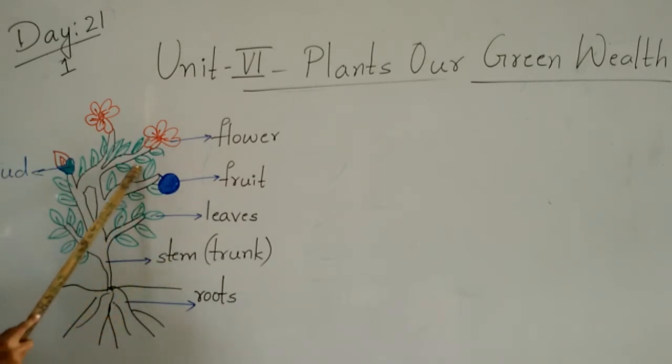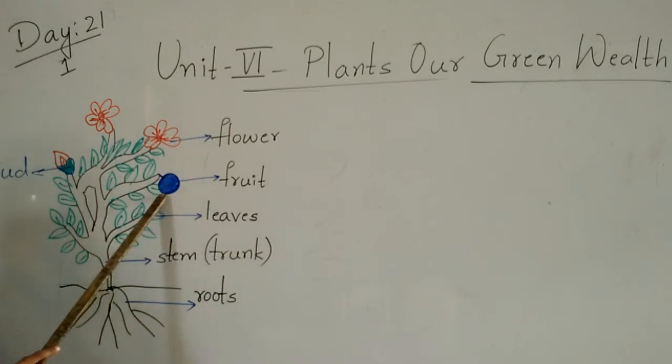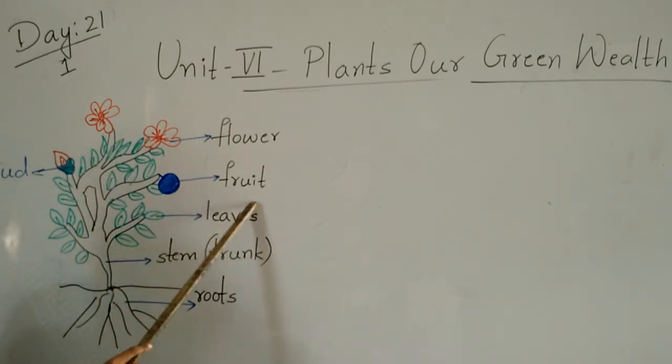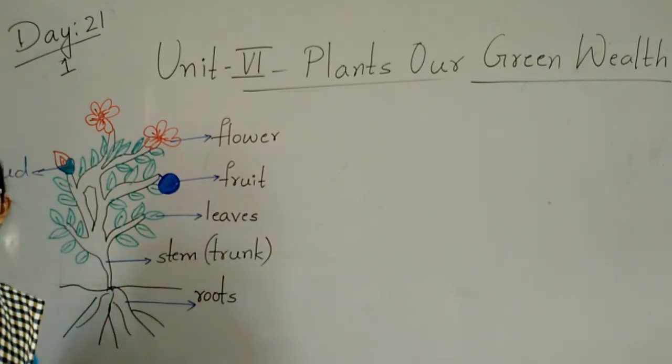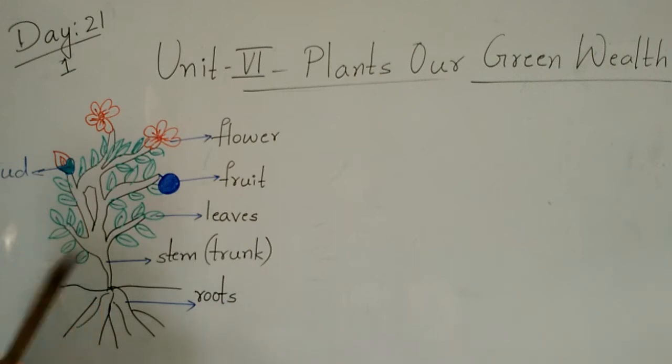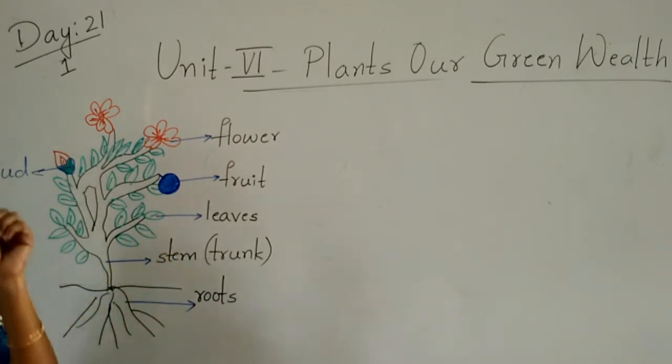Next, this green part we can see. This green part is called the leaves. What is it called? Leaves. Next we can see the fruit. Do you like the fruits? Yes. You like the fruit very much. You will eat the varieties of fruits. Yeah, children. And one more thing, children, remember, fruits contain the seeds.